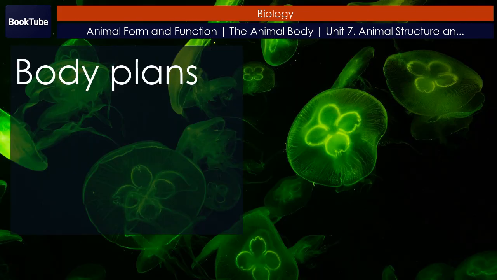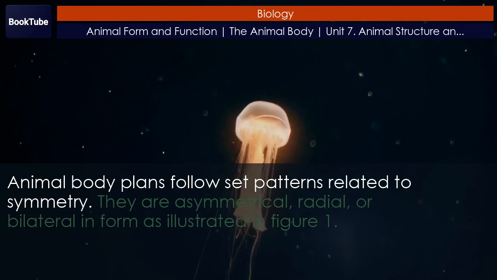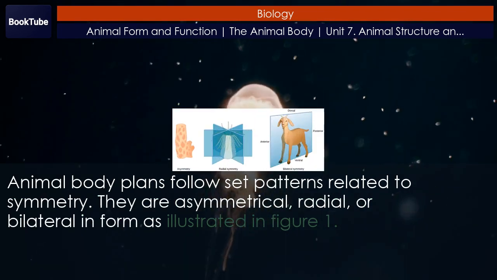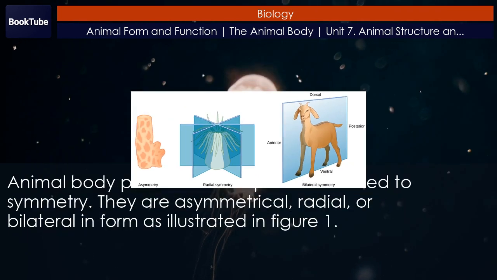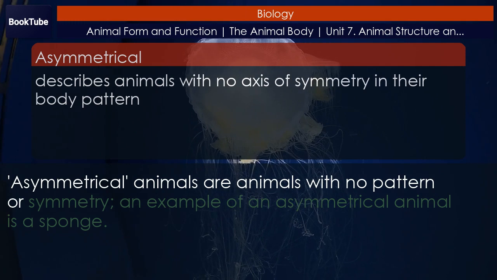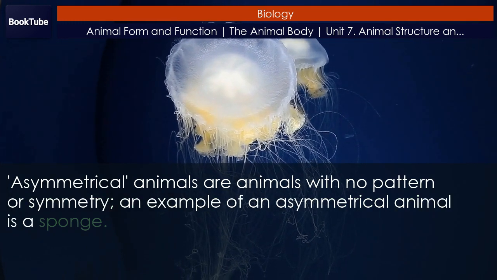Body plans. Animal body plans follow set patterns related to symmetry. They are asymmetrical, radial, or bilateral in form as illustrated in Figure 1. Asymmetrical animals are animals with no pattern or symmetry. An example of an asymmetrical animal is a sponge.